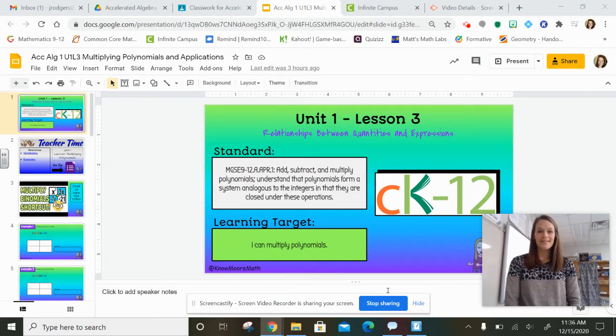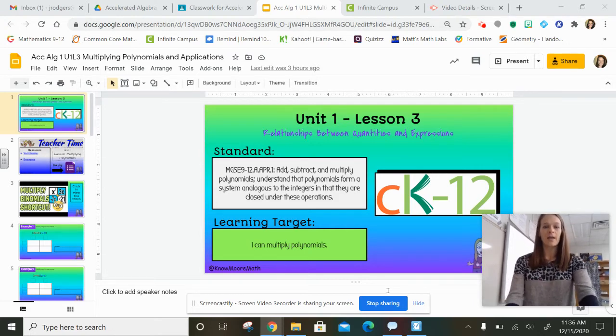All right, so today's lesson, we are going to be working on multiplying polynomials. So you have this Google Doc, either as a Google Doc or a Cami in your Google Classroom. And we are going to go through the teacher time examples. Once we go through that, you will then have some problems to work through on here.